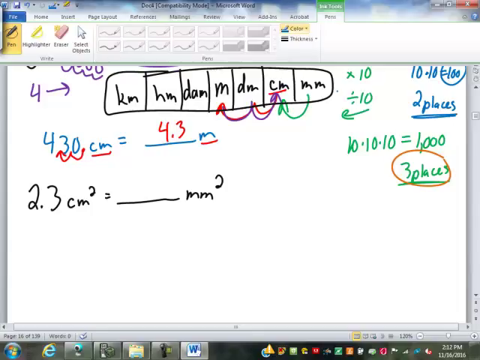So if we look on the chart, we are going from centimeters squared to millimeters squared. So on the chart, centimeters to millimeters is one spot to the right. But since it's squared, what do we have to do to that one? We double it. Squared means we double the spots. Every spot on the chart is two decimal places. So one spot to the right becomes two decimal places. So we move 1, 2, we've got to add a 0. That becomes 230.